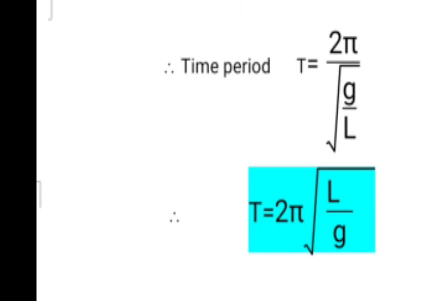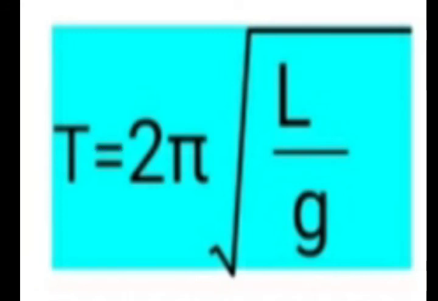Yes, sir. Now take this g by L to the numerator. If I take it to the numerator, what happens? T is equal to 2 pi under root of L by g. So this is the formula for time period of a simple pendulum. T is equal to 2 pi under root of L by g. So this is one method of deriving by taking linear variables.